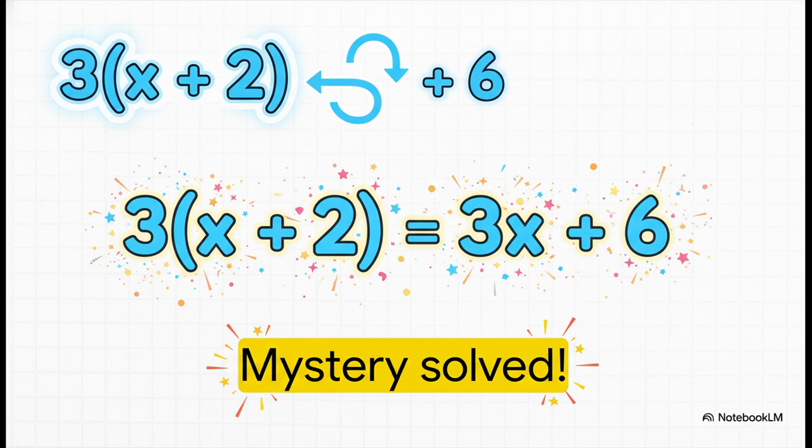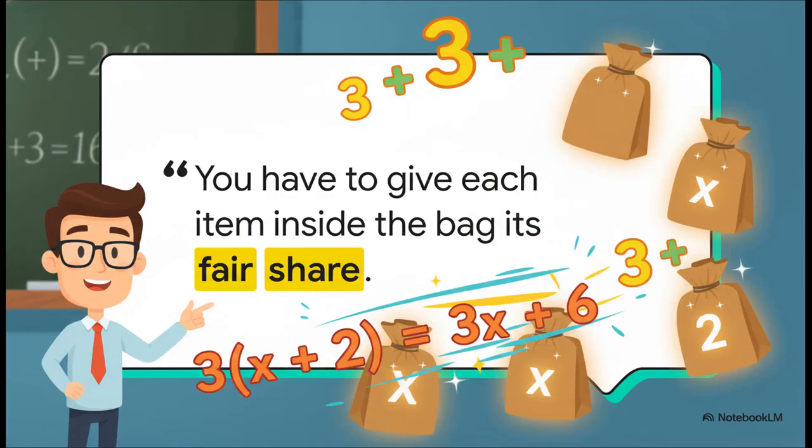So let's break it down. 3 times x gives us 3x, and 3 times 2 gives us 6. Put it all together, and you get 3x plus 6. That's our grand total of apples. Boom, mystery solved. The key thing to remember here, really, is this idea of fairness.